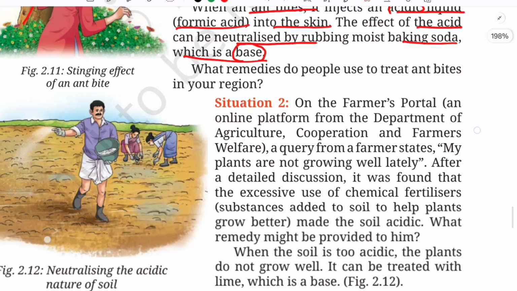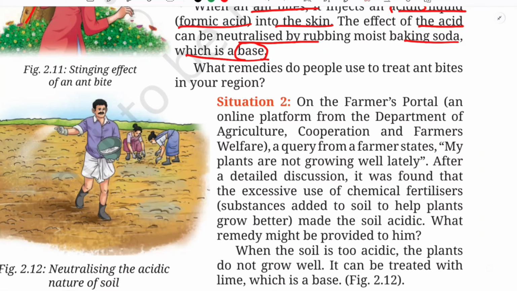There is another situation as well. Let us read this out again. Situation 2. On the farmers portal, an online platform from the Department of Agriculture, Cooperation and Farmers Welfare. This is an online government site where, whenever a farmer has any problem, they inquire there and get the solution from that site.